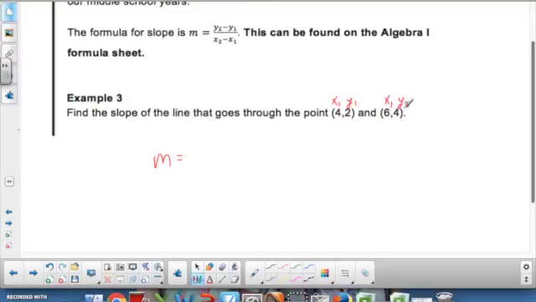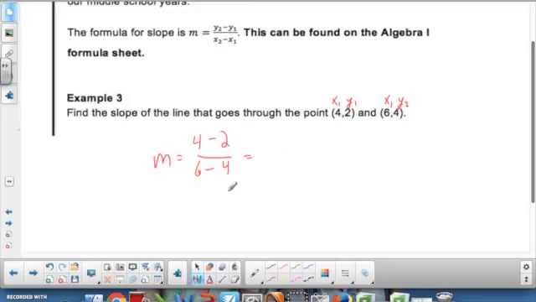M is y2, which is 4, minus y1, y1 is 2. What that's going to do is tell me how much I've changed on the y-axis when I went from 2 to 4. On the denominator, I'm looking at x2 minus x1. So x2 is this 6, so that was my second x, and x1 is this 4, so 6 minus 4. And that's going to tell me how much I moved on my x-axis when I went from 4 to 6.